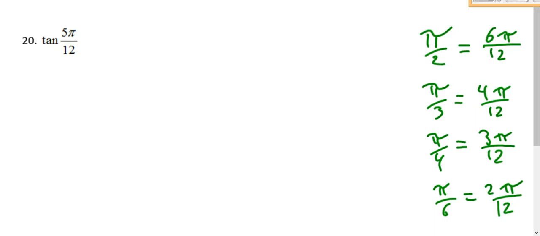So keeping all the different pi over 12 notations, I'm going to reuse them here for this problem. This is 5 pi over 12, which we can get by adding 3 and 2. So that's the same thing as pi over 4, the 3 pi over 12, and the 2 pi over 12.